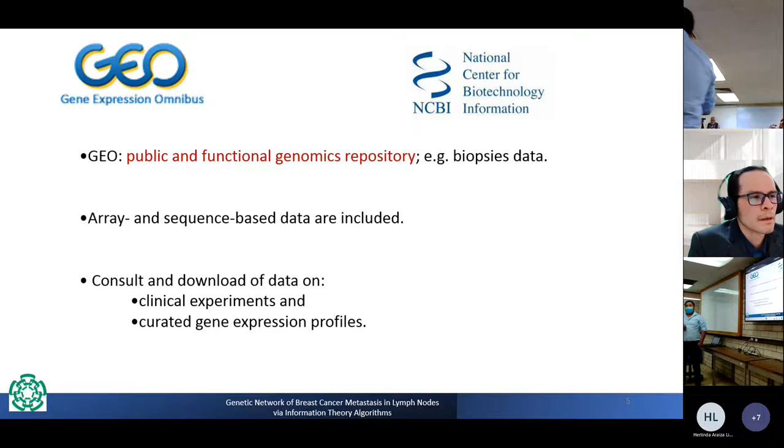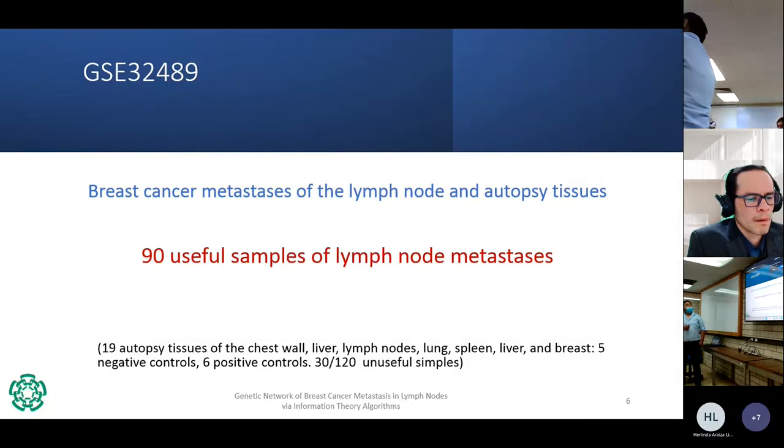The databases are from GEO, the Gene Expression Omnibus, from the National Center for Biotechnology Information. GEO is a public functional genomics repository that contains information about biopsy data, clinical experiments, and curated gene expression profiles. We obtain an array sequence, and specifically, the database that we use is the GSE32489, that contains information about breast cancer, metastasis of the lymph nodes, and autopsy tissues.